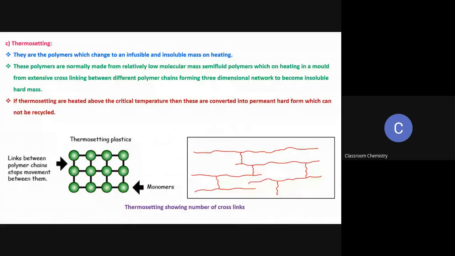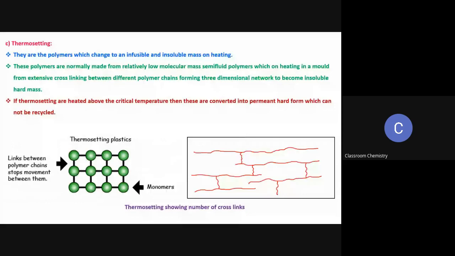And if thermosetting polymers are heated above the critical temperature, then they are converted into a permanent hard form which cannot be recycled. Okay, so you know that some polymers are like that. When heated, they become more and more hard.